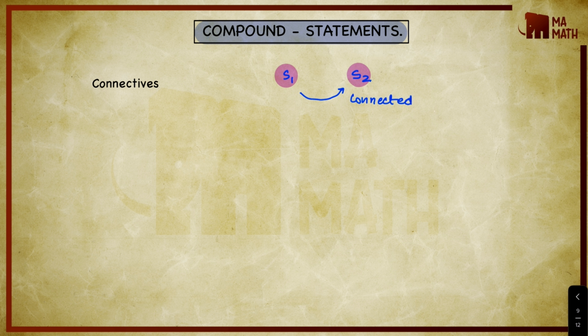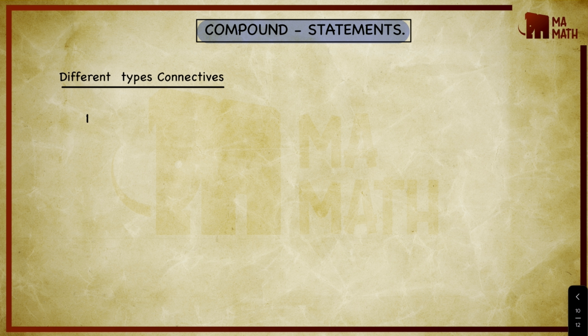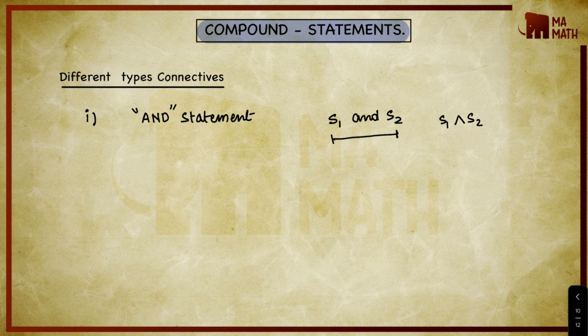Now there are different types of connectives. Let's understand each one of them. The first connective we will talk about is called the AND statement. In an AND statement, two statements are connected by AND, and the symbol for that is this. So the connection between these two statements is basically AND. The second type is called OR. In this, two statements are connected by OR. The symbol for OR is simply an upward V.